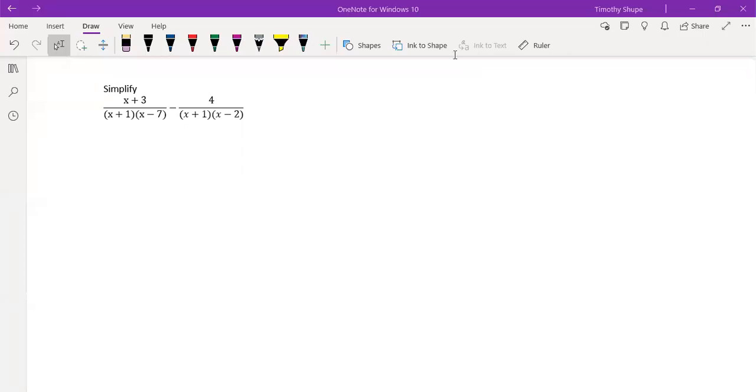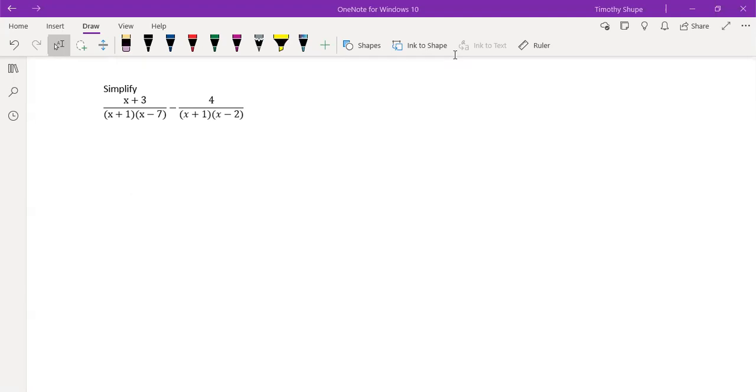Next, we're going to take a look at combining two rational expressions that have multiple factors in the denominator to start with. So the first fraction here has an x plus 1 and an x minus 7 in the denominator. The second fraction has an x plus 1 and an x minus 2 in the denominator. Now, the nice thing is they both have that x plus 1. That's already in common. What they don't have in common, though, is that x minus 7 or the x minus 2. So before we can actually go ahead and subtract these two fractions, we are going to have to make sure that those denominators look the same, that they all have the same factors.